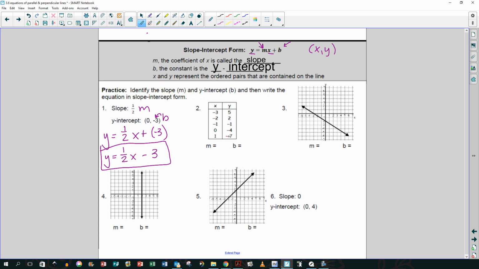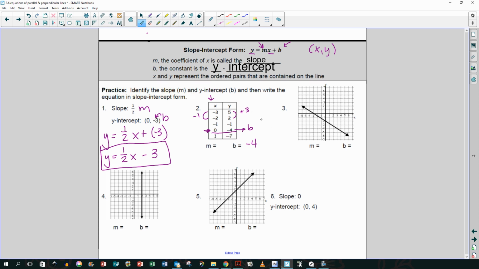All right, over here, whenever you have a table, always look in the x column and see if you can find the 0. Because if you find the 0, then the y value is going to be your y-intercept. Anytime you see a 0 in the x column, the number in the y column that corresponds is your y-intercept. Now we need to find the slope. Remember, to go from 5 to -2, I had to add 3. And to go from -2 to -3, I had to subtract 1.